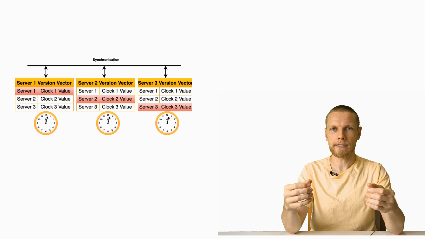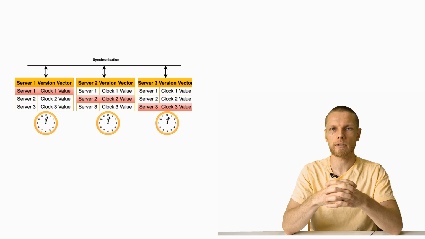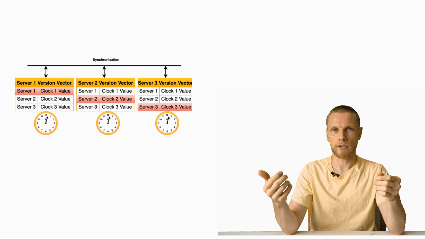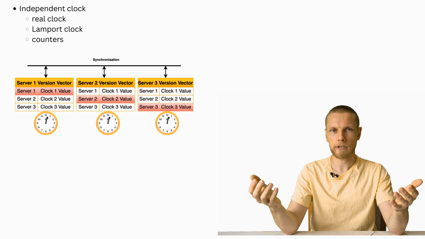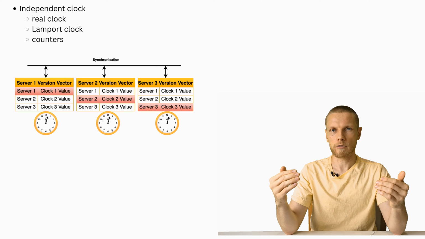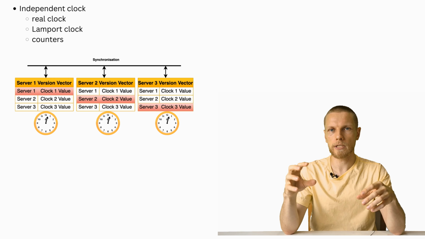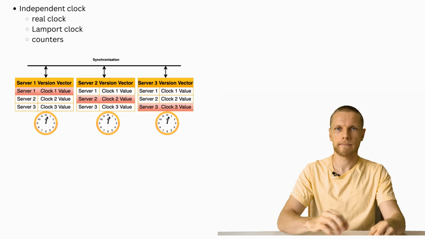The main idea is that the potentially infinite set of writes on the servers and on the session manager are compacted into a small version vector containing only a number of elements equal to the number of servers. Each server will have its own clock. Those clocks could be any type of clocks, like real-time clock, Lamport clock, or simply counters. And the only requirement for the clock is that the value of the clock for each subsequent write should be bigger than for any previous writes.